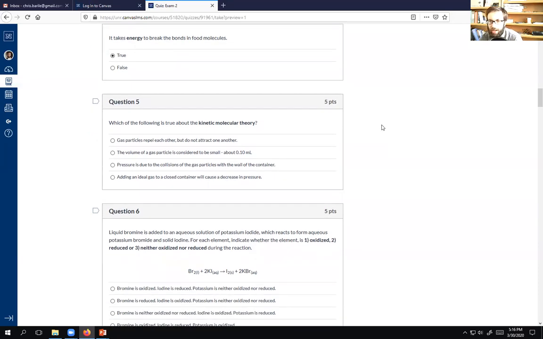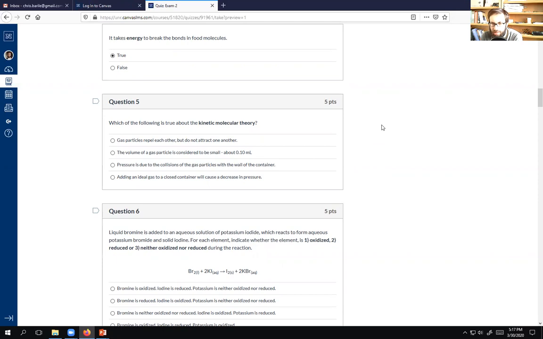Which of the following is true about the kinetic molecular theory? So this theory is basically telling you about ideal gases, okay? Gas particles repel each other, but do not attract each other. No, that's not true. Kinetic molecular theory says that gas particles, i.e. an ideal gas, don't have any interaction with one another.